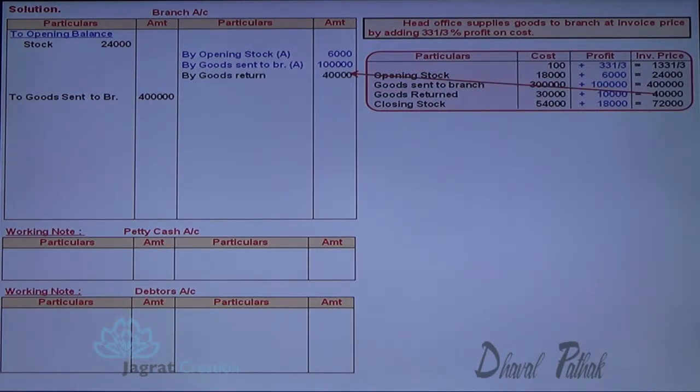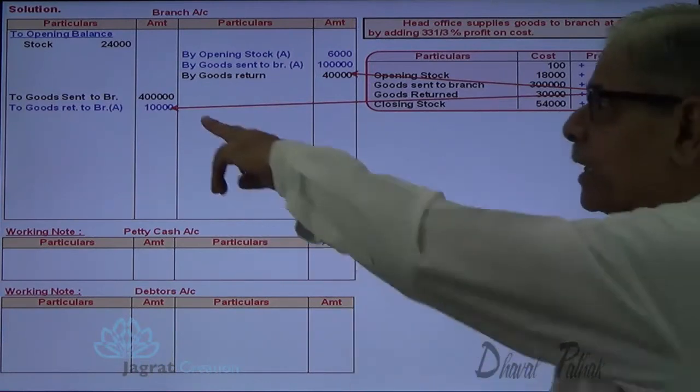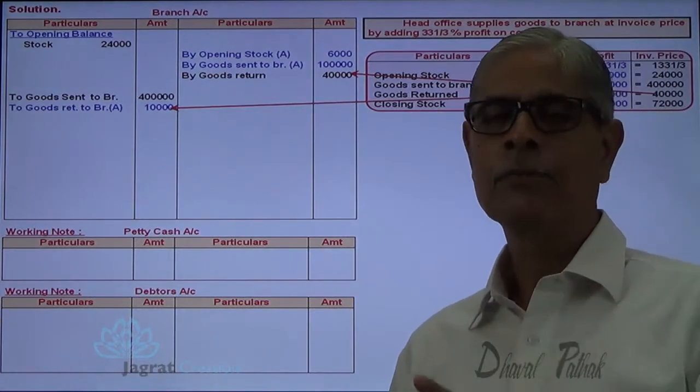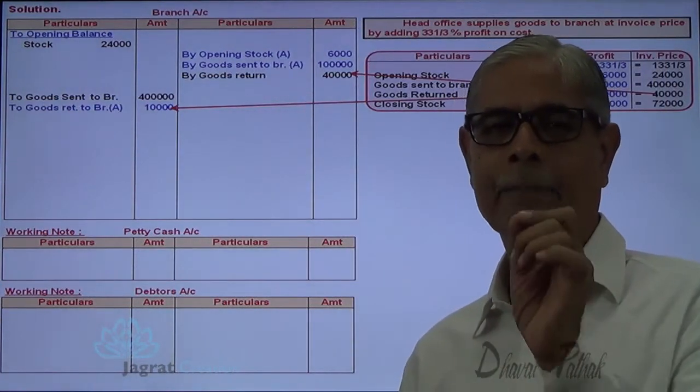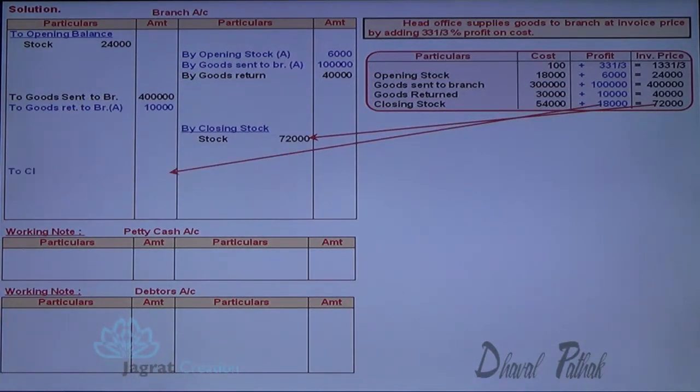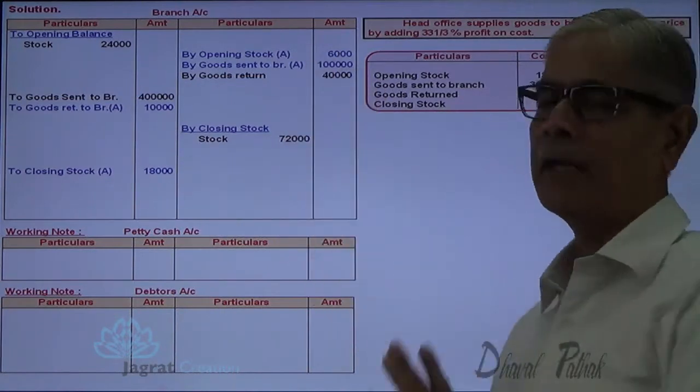goods return 40,000. What is the entry? Goods returned by branch account debit to branch account credit. The adjustment entry, branch account debit to goods sent to goods returned by branch account credit 10,000. So 40 minus 10, 30,000 is the goods return recorded in the branch account at a net amount, that is cost. Closing stock. At the end of the year, stock is taken, stock account debit to branch account 72,000. Adjustment entry, branch account debit to closing stock account credit 18,000. So this is how stock is also recorded at cost.